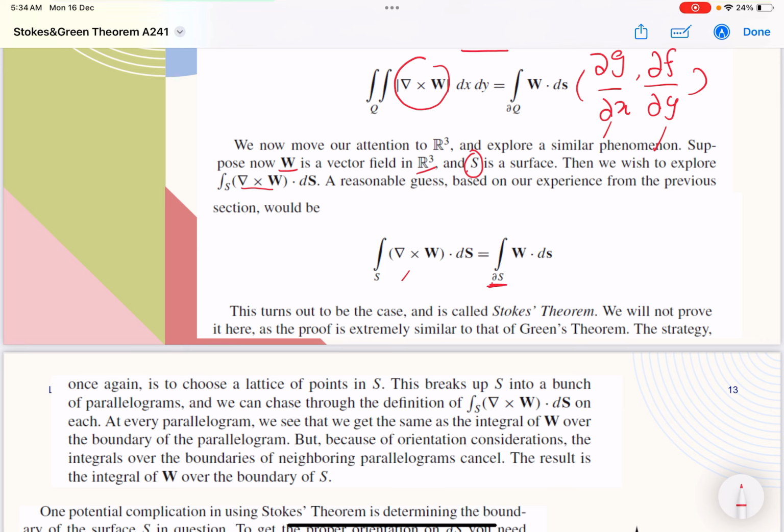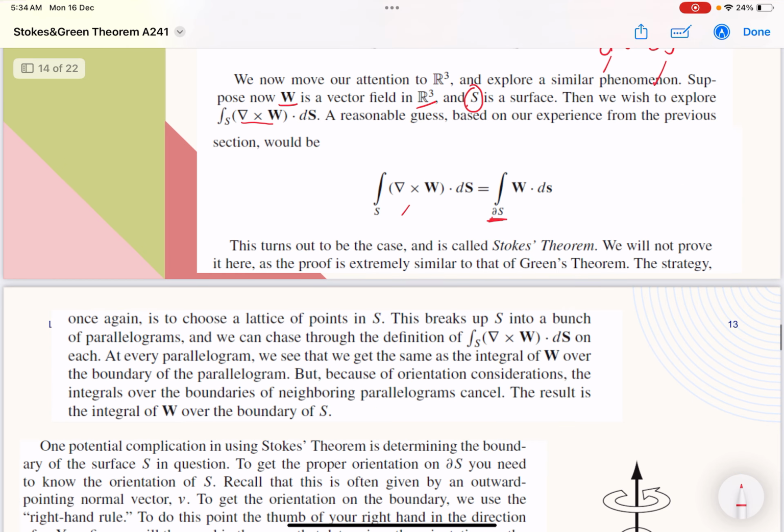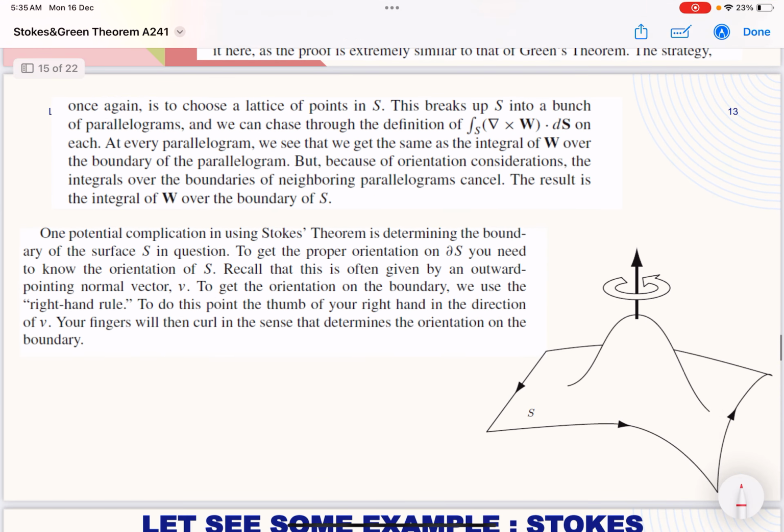It is quite similar to Green theorem. The strategy is once again to choose lattice points and divide the surface into a bunch of parallelograms. Then we chase through the definition on each. At every parallelogram, we get the same integral of W over the boundary of the parallelogram. But because of the orientation consideration, the integrals over the boundaries of neighboring parallelograms cancel. The result is the integral of W over the boundary of S. This is more or less the concept.